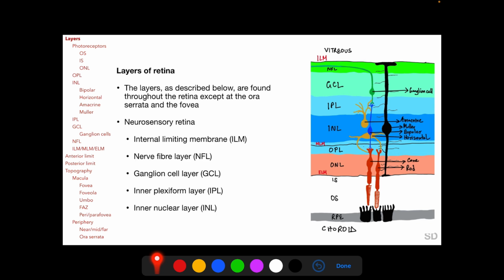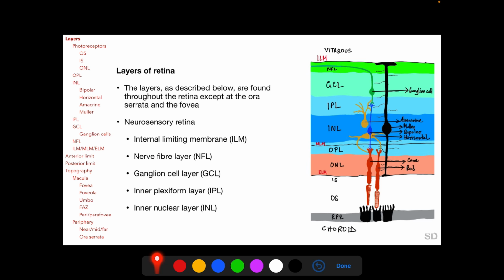The anatomy of the retina can be described by its layers and by its topography. The layers of the retina are visible in a cross-section of the retina, in histological sections and also on optical coherence tomography or OCT. And the topography of the retina describes the surface features of the retina which can be distinguished when we examine the retina en face during ophthalmoscopy.